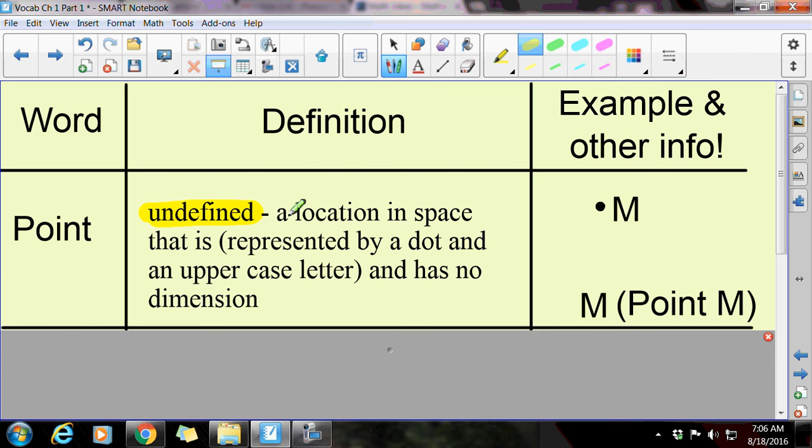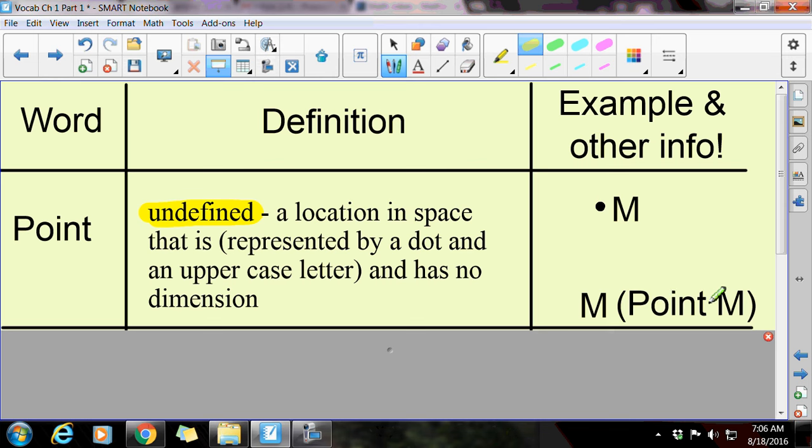It has no dimension, so I can describe it, but it's not actually anything, so we consider it an undefined term. Very abstract idea here in geometry, but this is considered one of the 3 undefined terms in geometry. This is what you would do to represent it. You'd put a dot and an uppercase letter, okay? You might see it written later as just M, or you could write it as point M. But if you see an uppercase single letter, you're making the assumption that that is a point, okay?